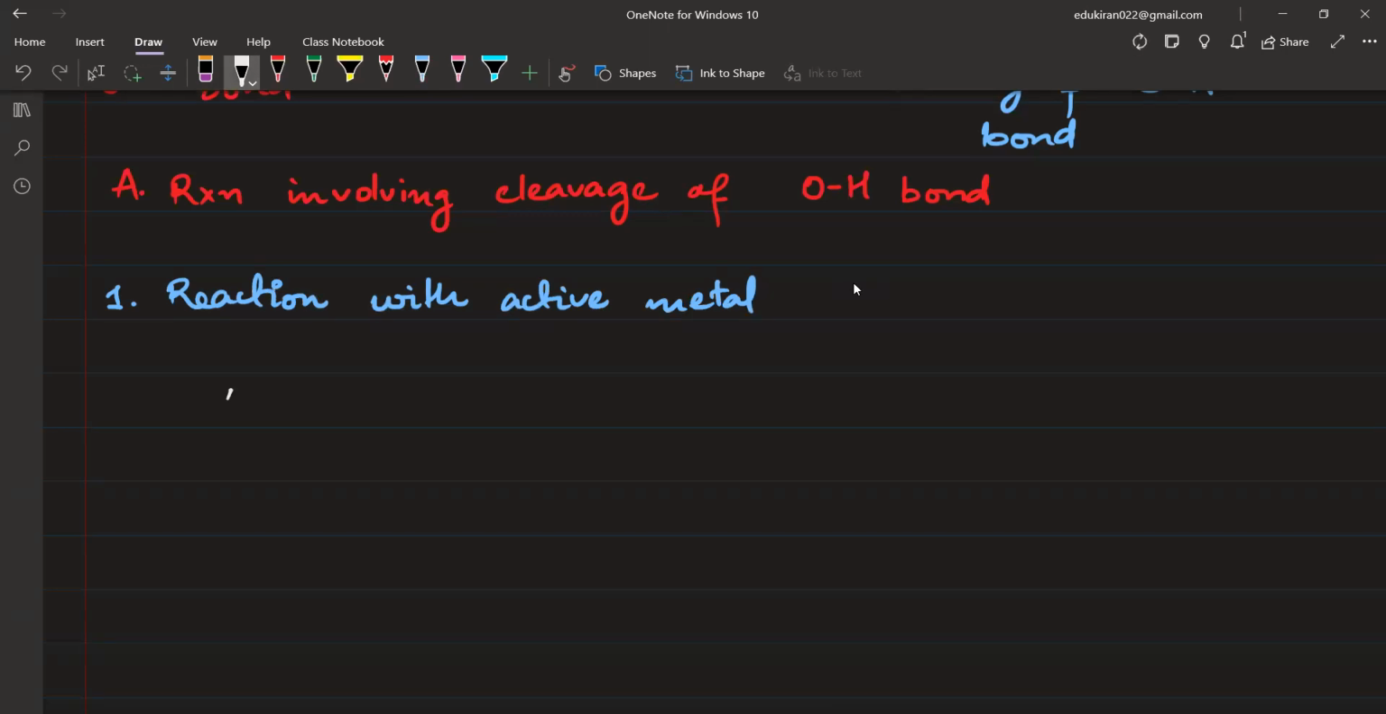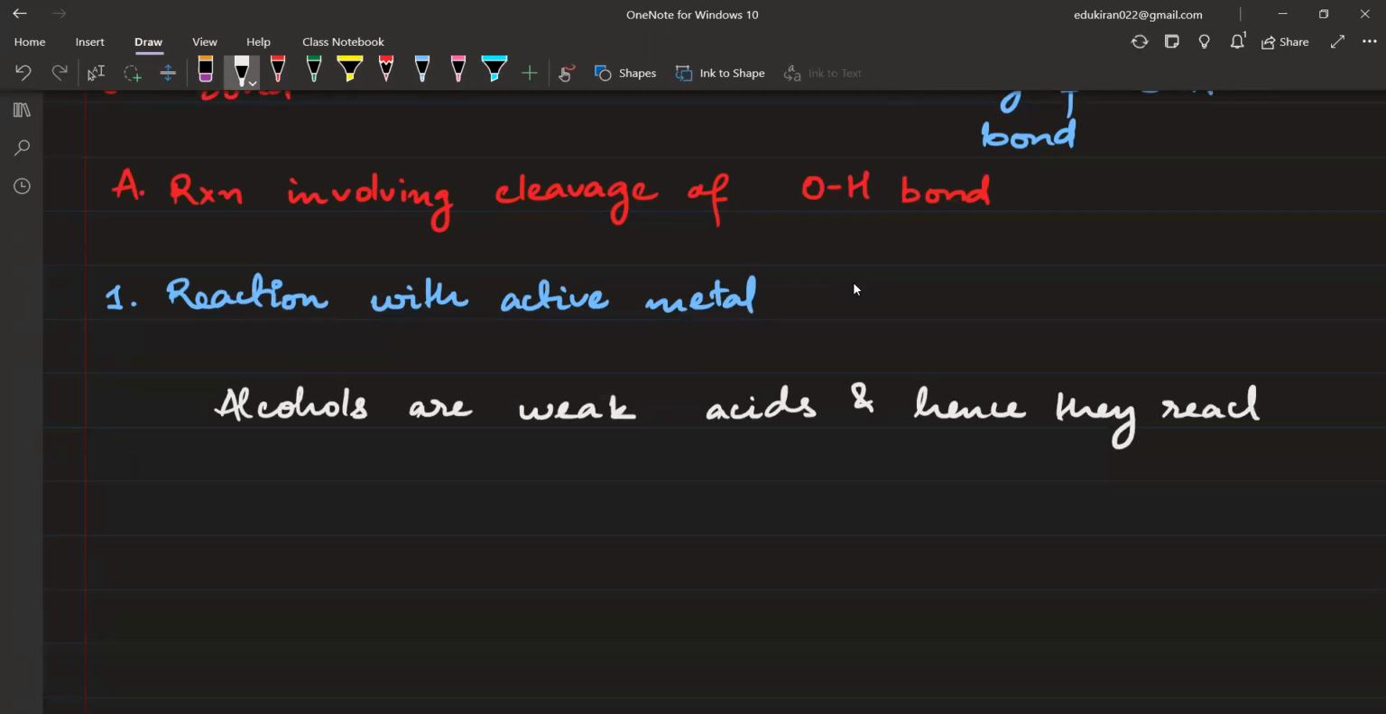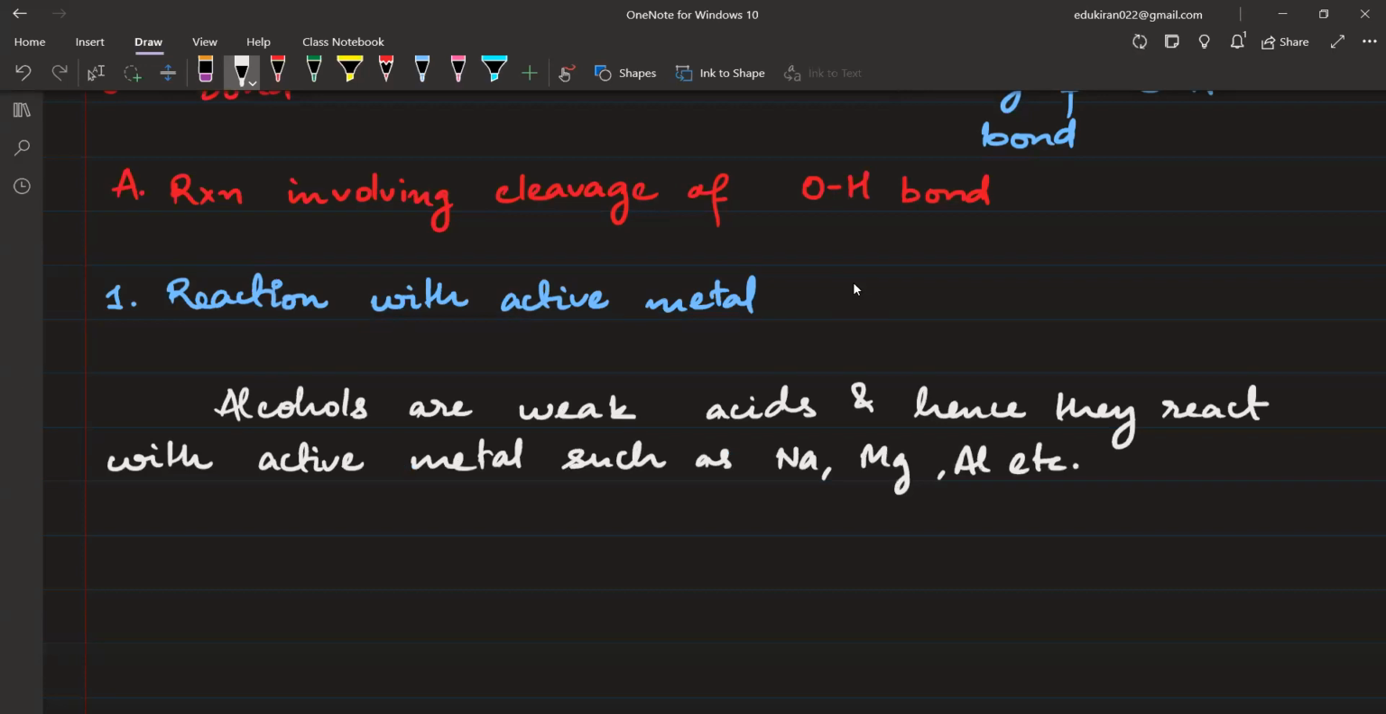Okay. So please write: alcohols are weak acids, and hence they react with active metals such as sodium, magnesium, aluminium, etc. to liberate, that means to give out, H2 gas and form metal alkoxide.